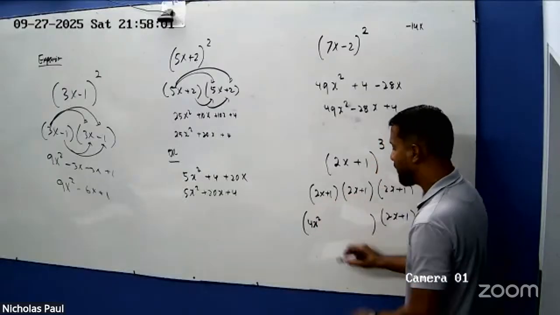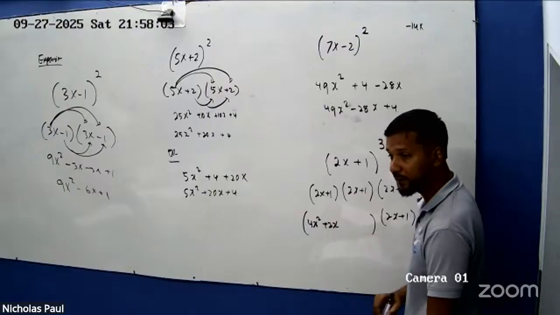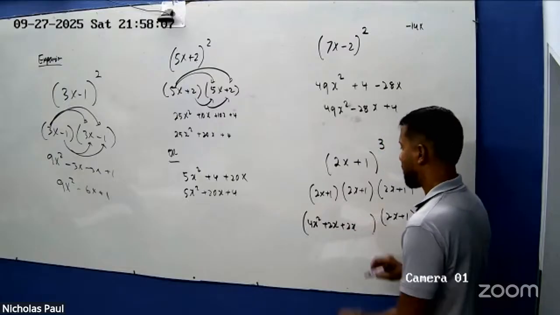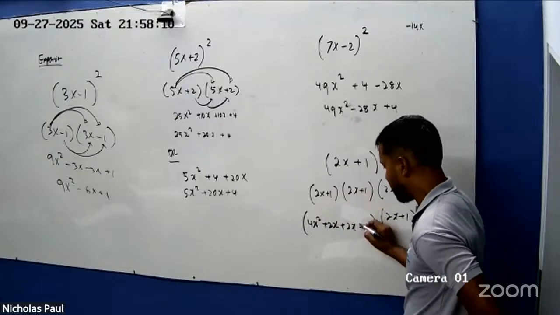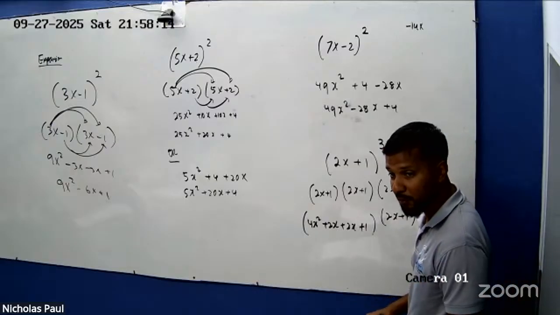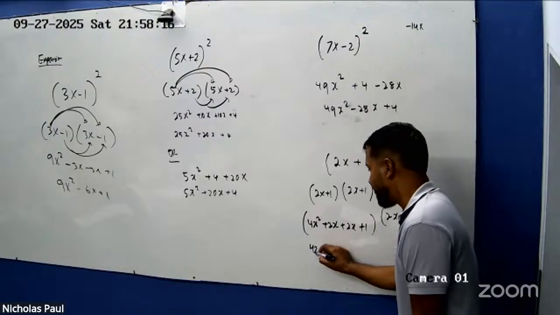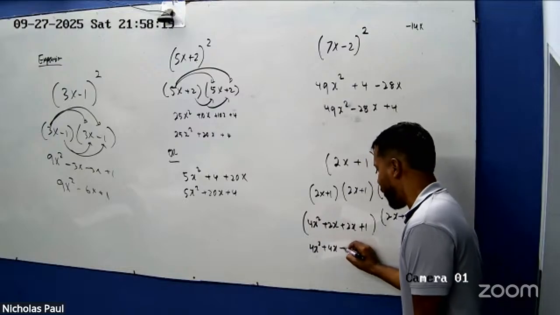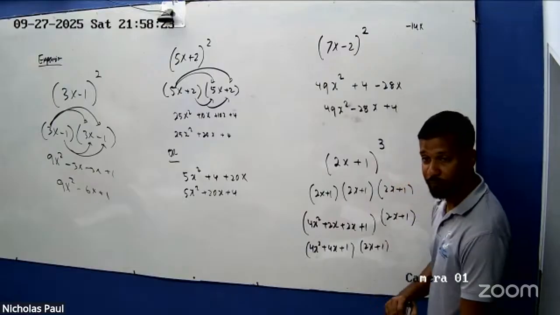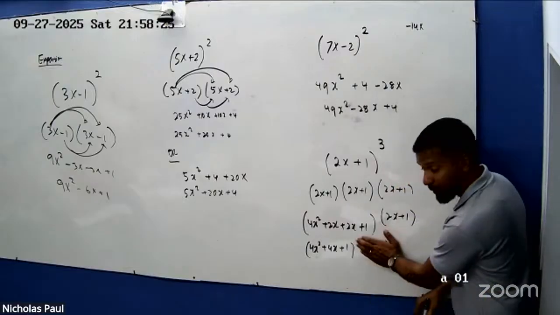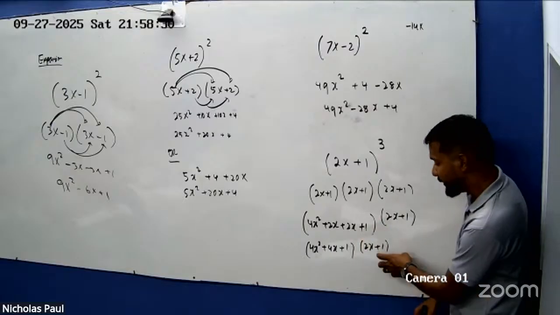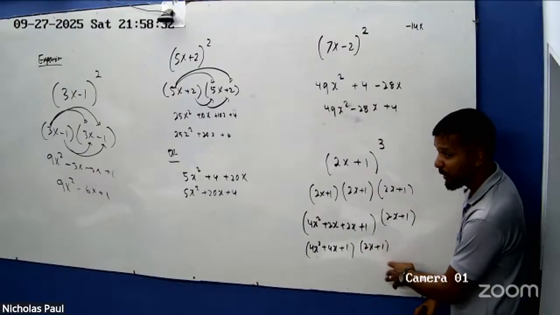2x by 1, 2x. 1 by 2x, 2x. 1 by 1 is 1. So you'll end up with 4x squared plus 4x plus 1 by 2x plus 1. Everybody okay with this? Now, how do we handle the third term? This last one here. Doing the same thing again.